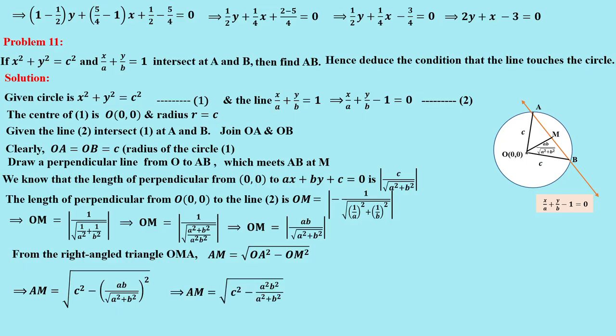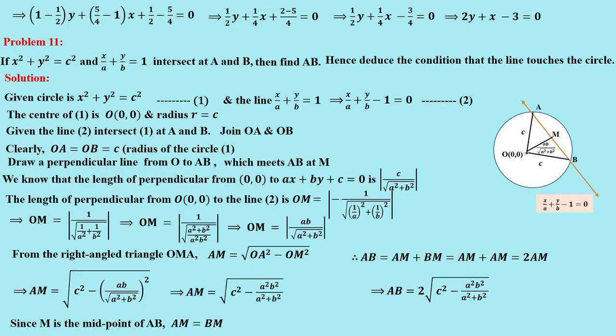So AM is equal to root of c square minus a square b square by a square plus b square. Since M is the midpoint of AB, AM is equal to BM. Therefore AB is equal to AM plus BM, which is AM plus AM, that is 2AM. So AB is equal to 2 into root of c square minus a square b square by a square plus b square.